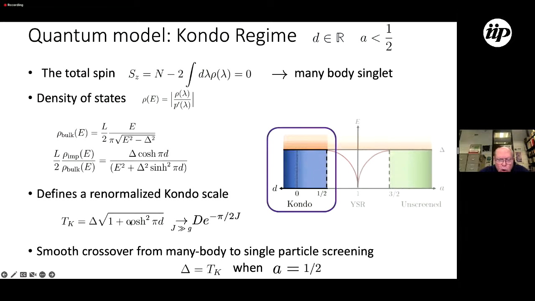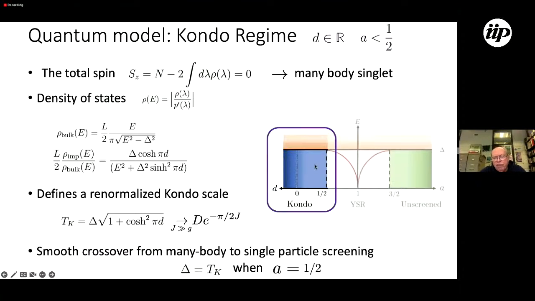But in the deep Kondo, this becomes very much simplified, because in the deep Kondo, J becomes very large compared to G, and you get the typical Kondo scale here deep in the Kondo regime. While if we are changing D to the value 0, and then to the value half, Tk shrinks and becomes of the same order as delta.